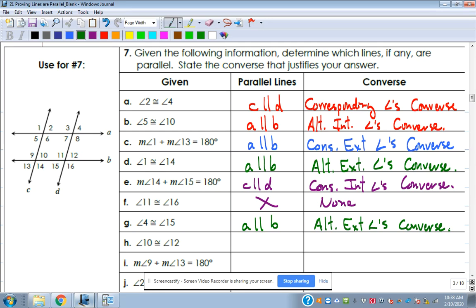10 and 12. They're corresponding. Corresponding angles with what as the transversal? D is the transversal to C and D. C and D are the parallel ones. Good job. C is parallel to D, and then they're corresponding.